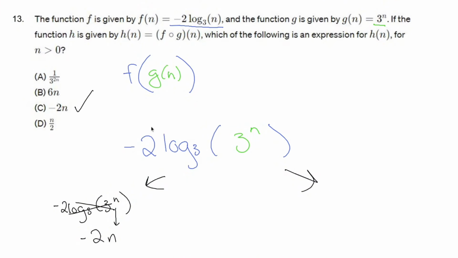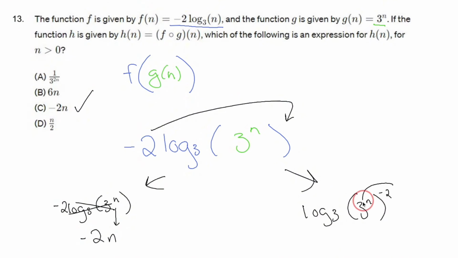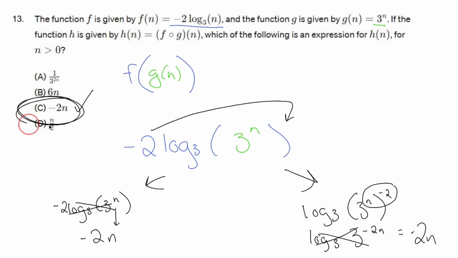Another way of looking at it is you could say, I can bring that -2 up here, and so I have log base 3 of 3 to the n to the negative second power. Multiply these two, and that gives you log base 3 of 3 to the -2n. Just like we had over here, log base 3 of 3 cancels out, and you're left with -2n. Either way, you get -2n.